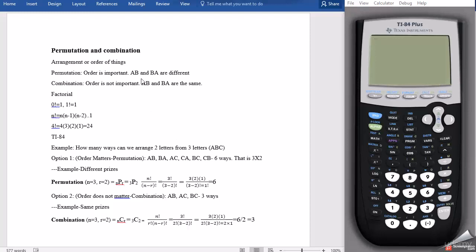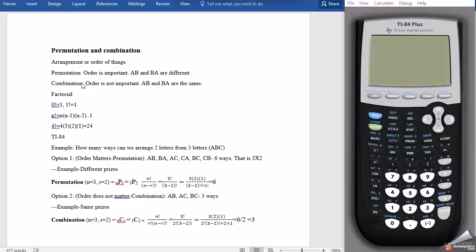Let's say, for instance, I want to pick two letters, A and B. If I pick A first, it's going to be different from picking B first. Okay? So AB is different from BA. Think about a situation whereby I'm giving different prizes to the first and the second. So it's going to be important. It's going to matter if A comes first and B second, or B first and A second.